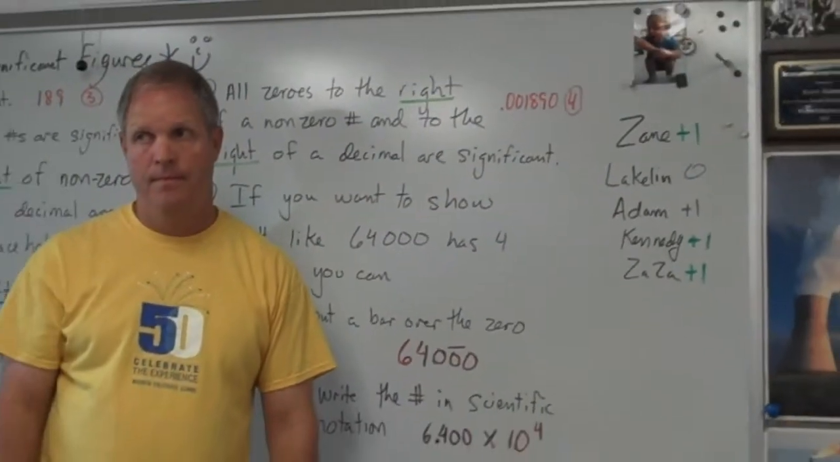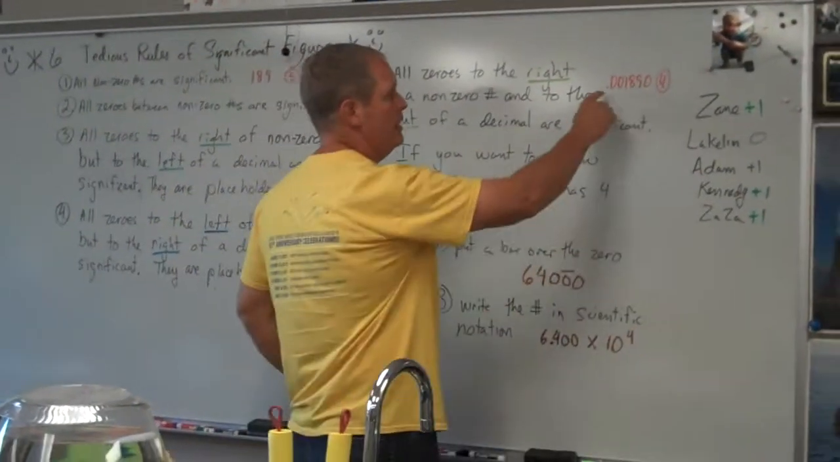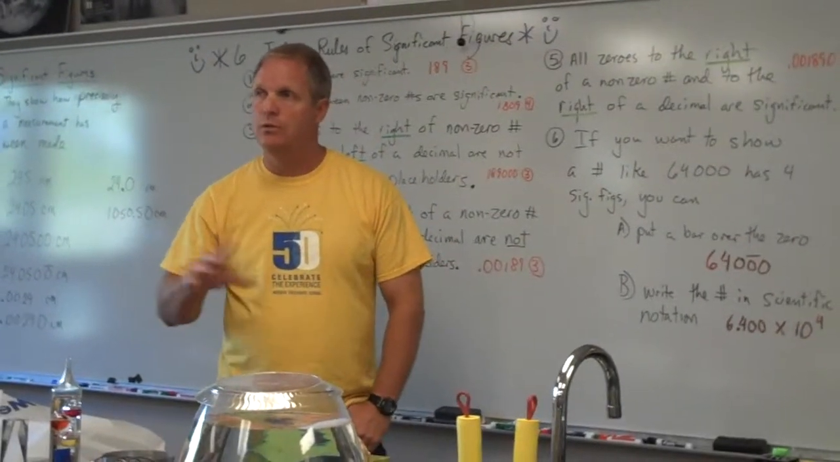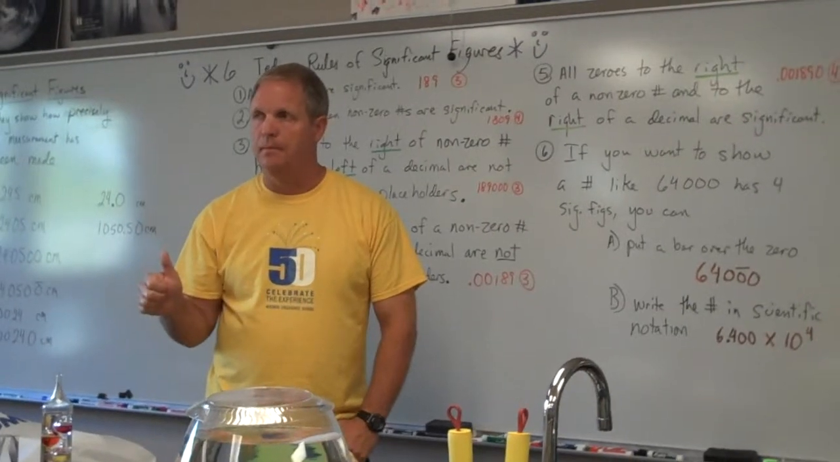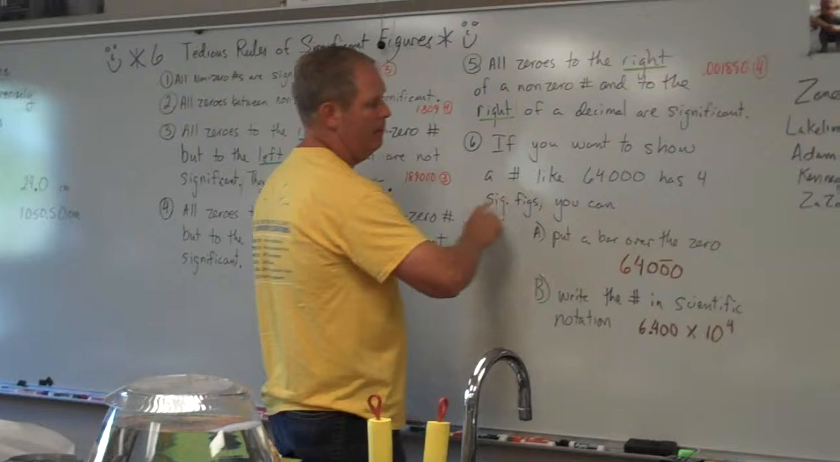You understand? Are you catching these rules? See, the 0 is to the right and to the right. So when a 0 is to the right of a decimal and to the right of a non-zero number, it's significant. Now, what happens if you measure a number right here, like this?